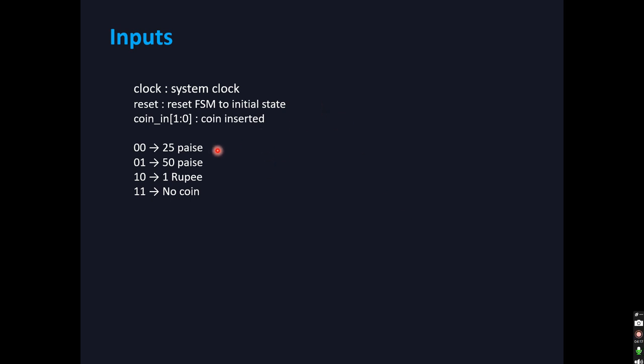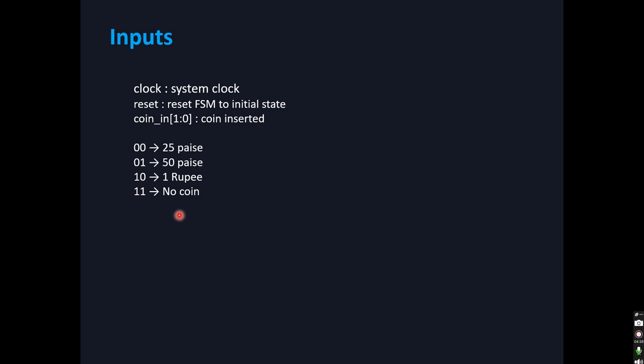So these are the inputs we have. We have only a 25 paise coin, a 50 paise coin, a 1 rupee coin, and no coin. Based on that, we have so many states. We can design our own states, like a 25 paise state, a 50 paise state, a 75 paise state. We will design the states for the combinations that come with these coins.